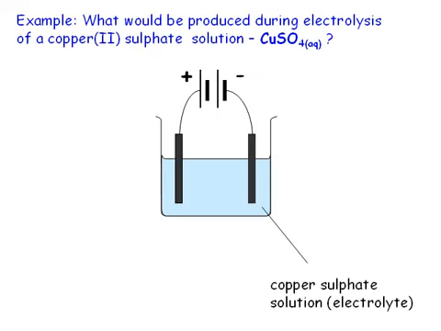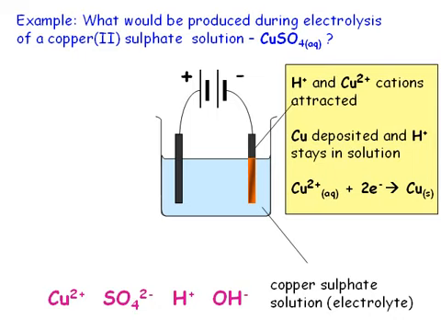Now our electrolyte is a copper-2 sulfate solution. Again, we work out what ions it will contain: Cu2+ and SO42- from the copper sulfate, and H+ and OH- from the water. The Cu2+ and H+ ions will both get attracted to the negative electrode, and because copper is less reactive than hydrogen, the H+ ions will stay in the solution.